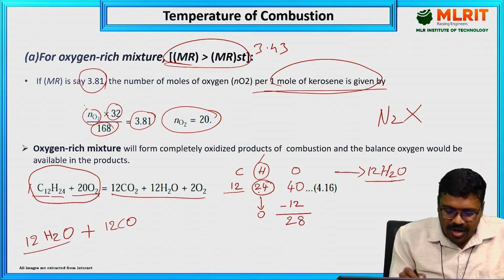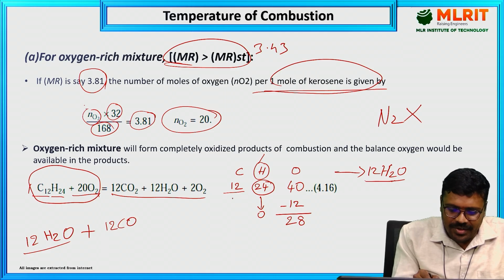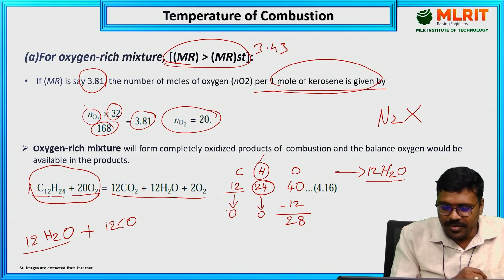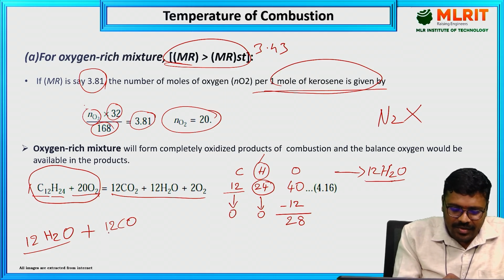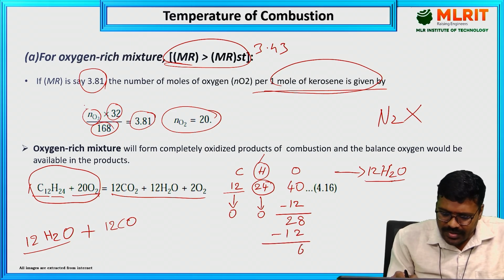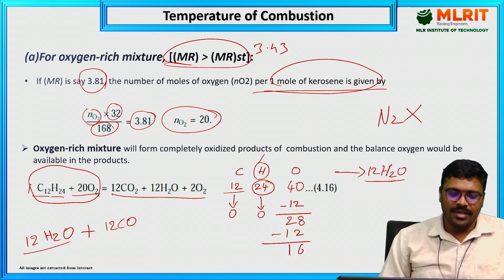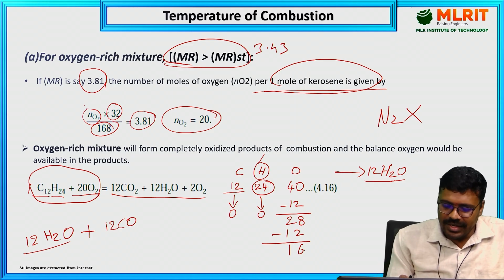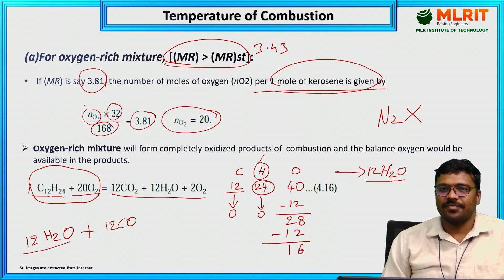So how many oxygens are used? 12 carbons are used here, so carbons left is 0, and here 12 oxygens are used. So minus 12 oxygen. How many oxygens are left? 16 oxygens. Still 16 oxygen atoms are left, right?